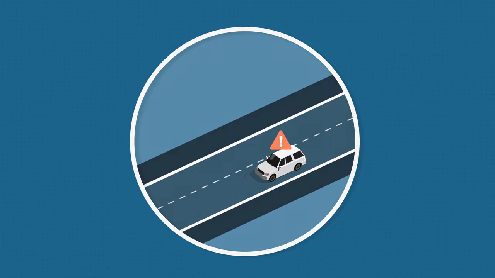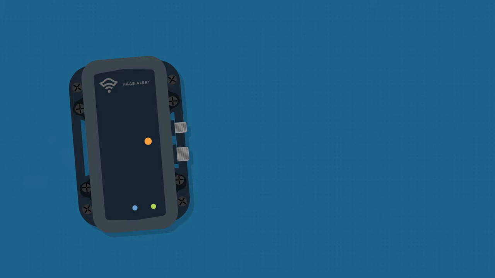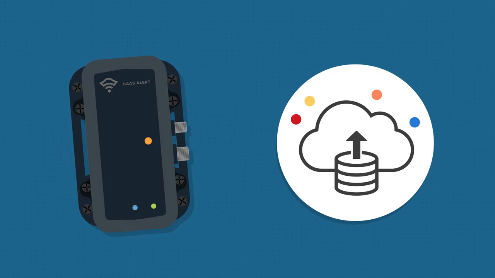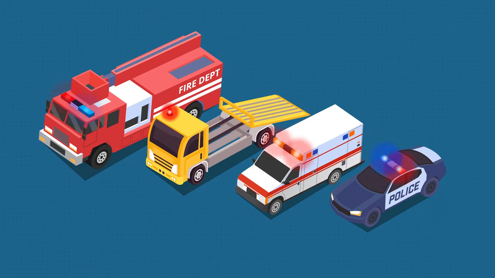Safety Cloud by HAAS Alert makes roads safer by alerting motorists to slow down and move over when they're approaching incidents and hazards. Here's how it works. Safety Cloud can be equipped on any alerting vehicle or asset, either by installing a small transponder or by activating service on a telematics or fleet management platform that you're already using. Safety Cloud service even comes pre-installed on many new emergency and specialty vehicles as a standard safety feature.